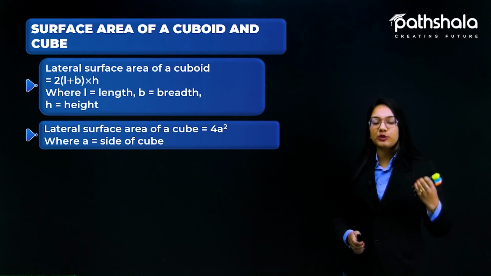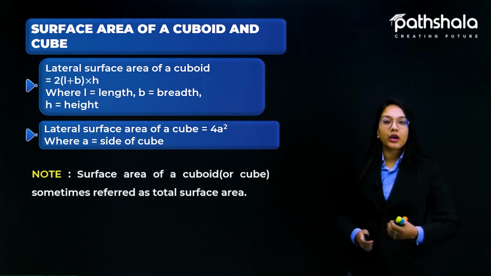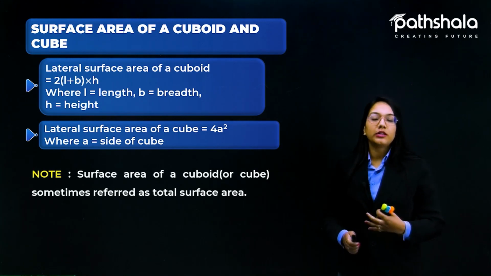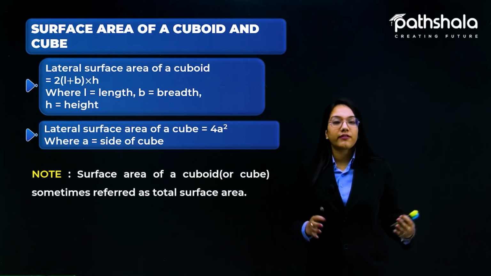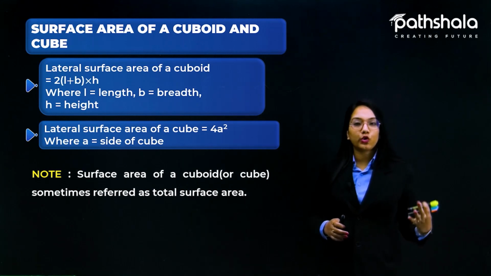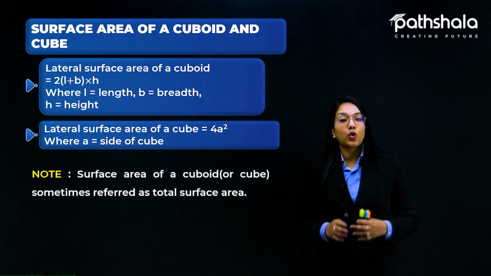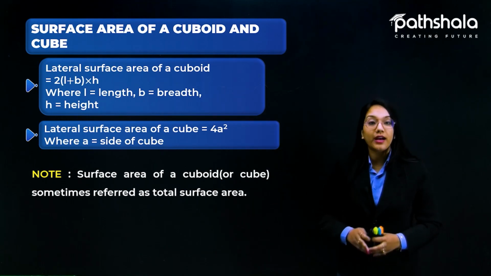There is a special note related to the surface area again. Sometimes the surface area of a cuboid or a cube is referred to as the total surface area. So don't get confused by it. The surface area of a cuboid or cube is sometimes also referred to as the total surface area. So this is all about the surface area of a cuboid and of a cube.